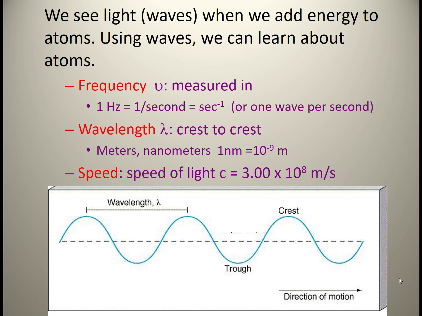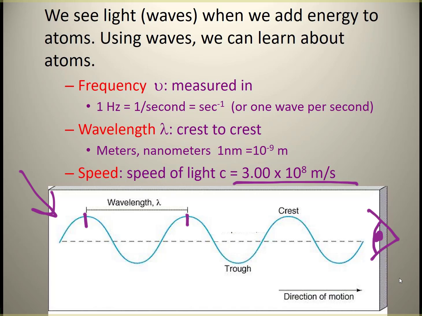We see light when we add energy to atoms, and using waves, because light is a wave, we can learn about atoms. Down here at the bottom, I have a sample wave. A wavelength goes from crest to crest. Frequency would be, if I was looking at this wave coming at me, how many crests go by per second. And you should know that the speed of light is always the same, 3 times 10 to the 8th meters per second.